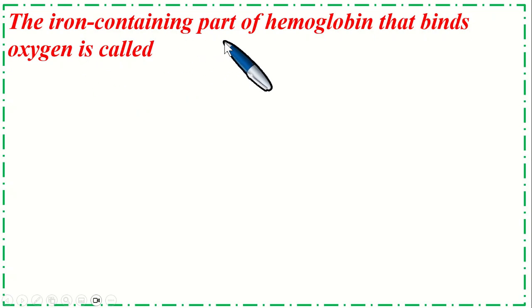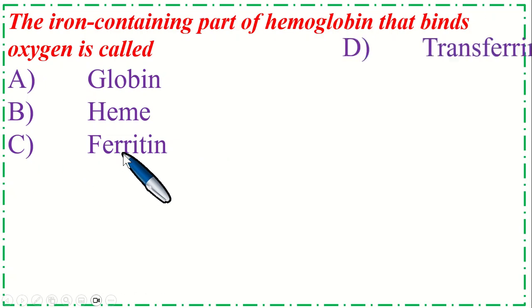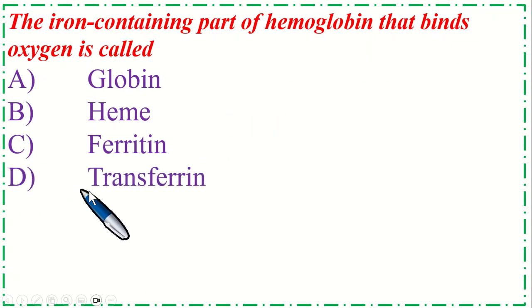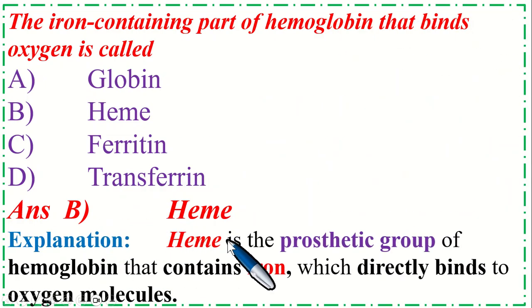The iron containing part of hemoglobin that binds oxygen is called option A globin, B heme, C ferritin, and option D transferrin. So the correct option is B heme. Explanation is heme is a prosthetic group of hemoglobin that contains iron which directly binds to oxygen molecules.